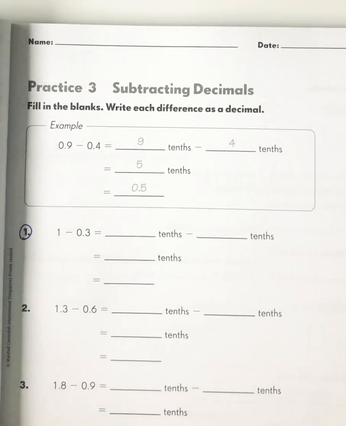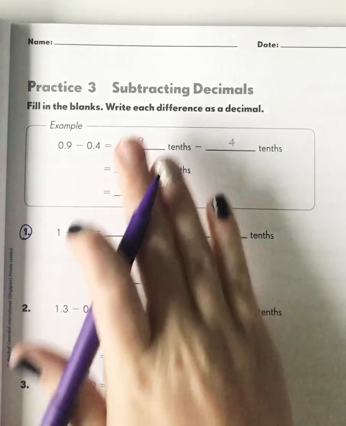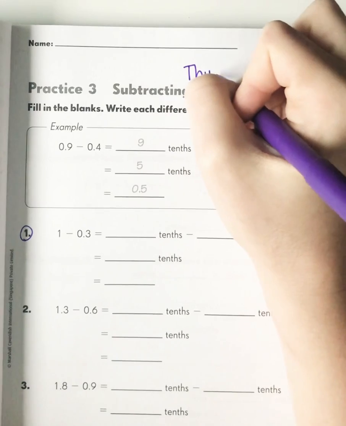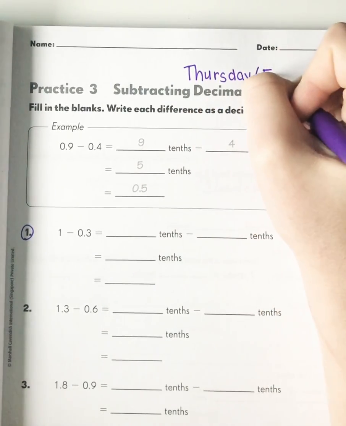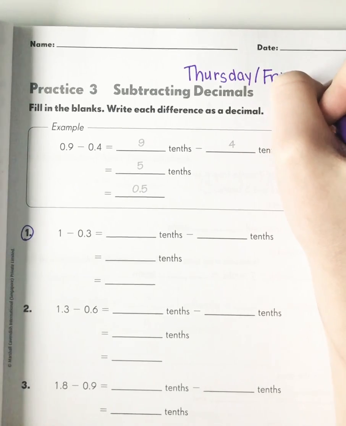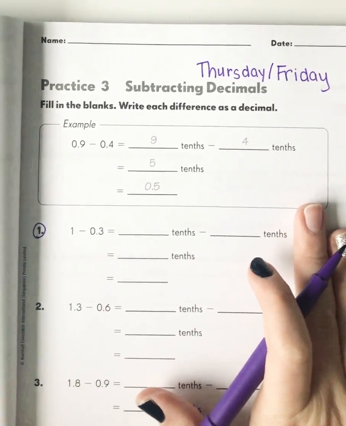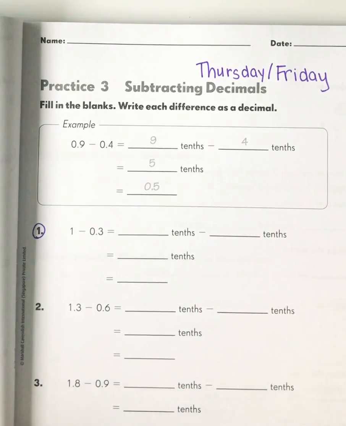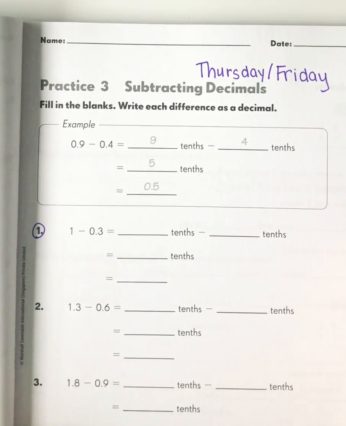Hello, kiddos. So today, or at least for Thursday and Friday, we're going to be subtracting decimals. At the top of my paper, I'm going to write what days you will be doing these workbook pages. So this is for Thursday and Friday. I'm going to do a few of these with you. For the most part, this is the same as adding, except now we're doing the opposite. We're subtracting the decimals. I'm only going to do a few that I think you might need, but the rest you're going to do on your own.